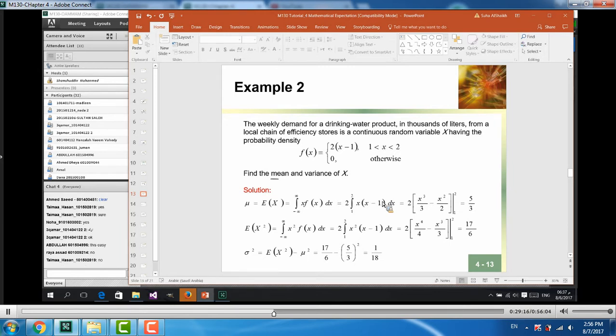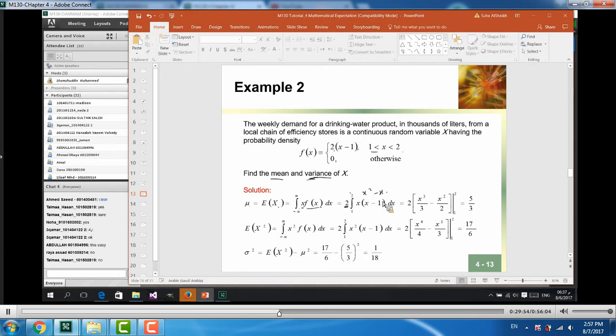Now in this example, we have a continuous random variable. They are asking me to find the mean and the variance. Easy. I'm talking about a continuous random variable, so finding the mean means finding the integration. The expectation of x is the integration of x times fx. fx is 2x minus 1. 2 is a constant, it can just go outside. x times x minus 1, and the integration is from 1 to 2 because it is 0 otherwise.